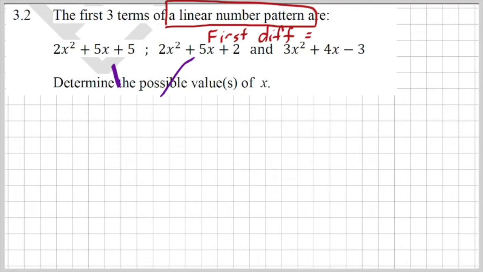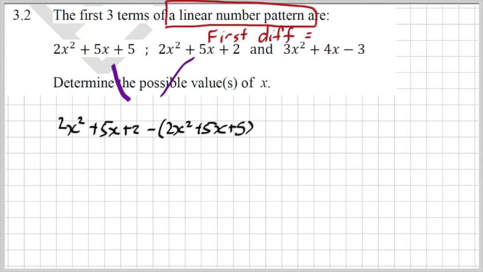In other words, if I take the first difference, so taking 2x squared plus 5x plus 2, and I subtract from that 2x squared plus 5x plus 5. Okay, that's the first difference, so that's between the first two terms. If I subtract this, I get negative 3. Again, let me not skip a step. If I distribute this in, I get negative 2x squared minus 5x minus 5. If I then add the like terms, I'm left with negative 3.